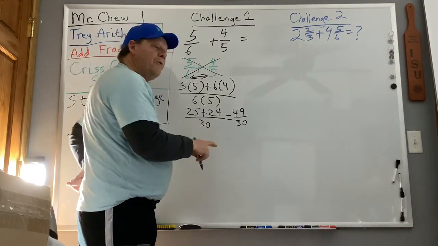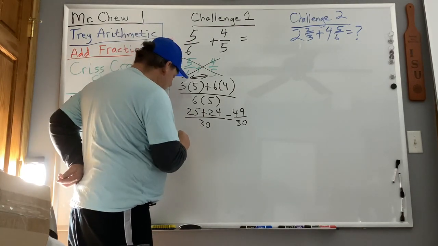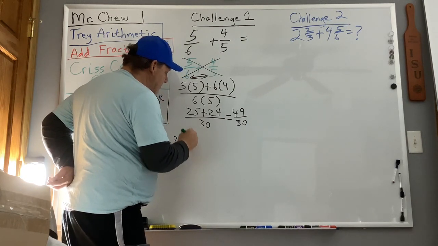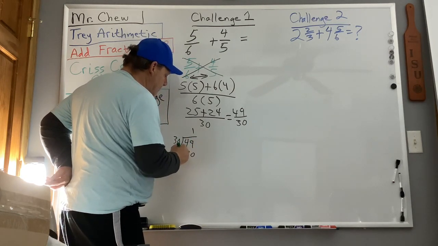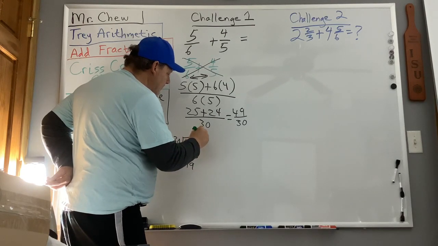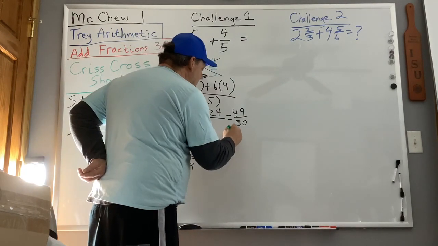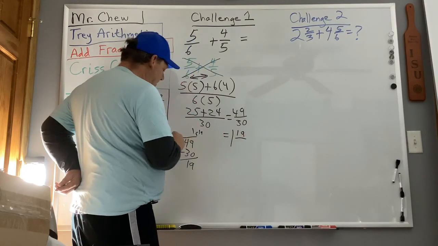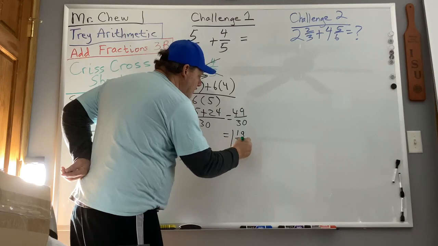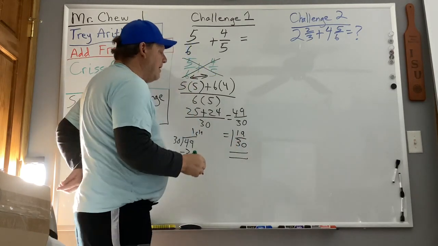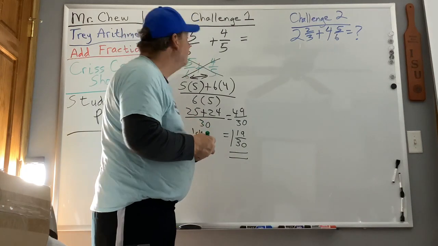This is an improper fraction. I have to take my 30 and divide it into 49. It goes one time. My remainder is my numerator, and the denominator is my divisor. So my answer is 1 19/30.